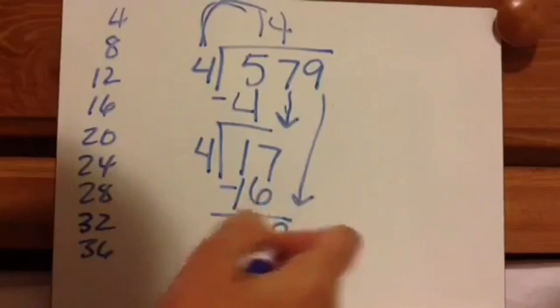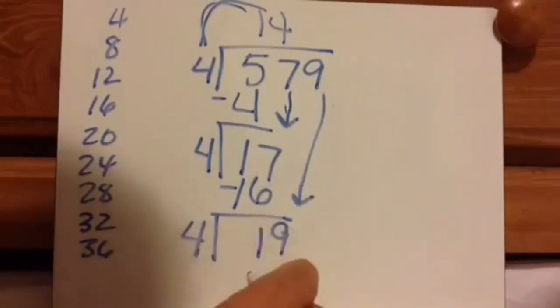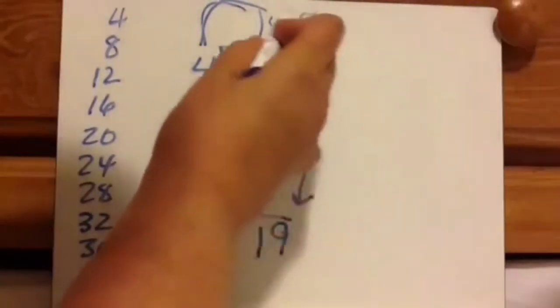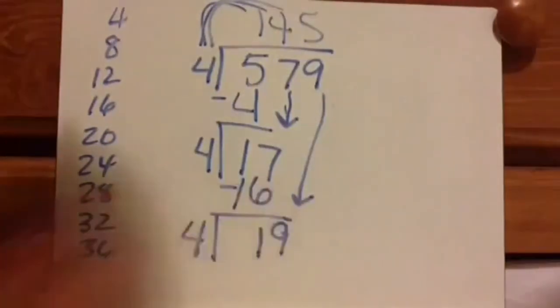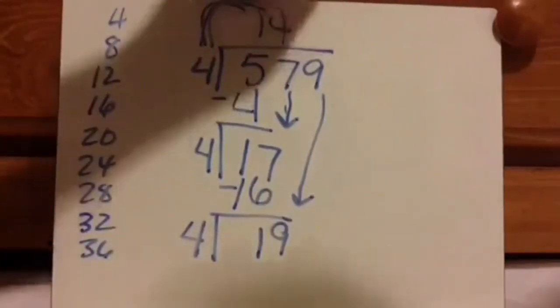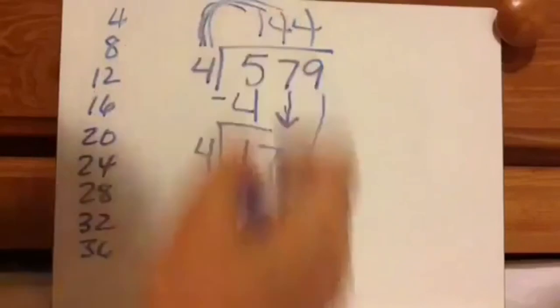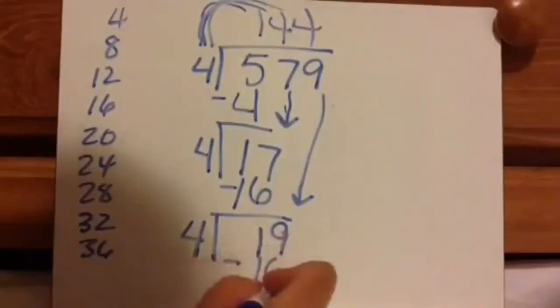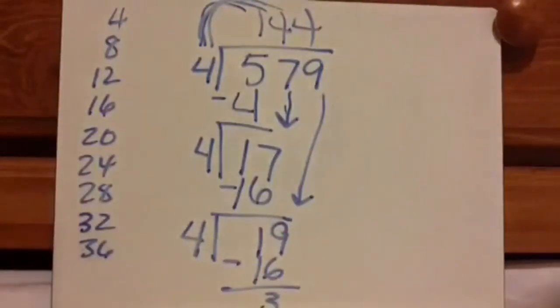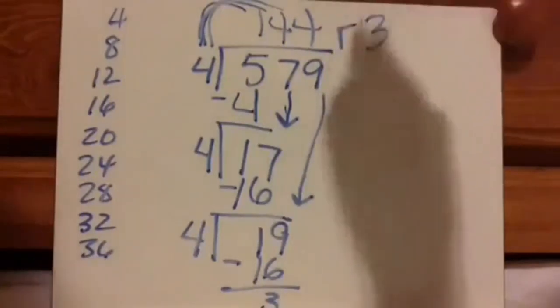Bring down the 9. 4 goes into 19 5 times. 5 times 4, actually, I take that back. It goes in 4 times. 4 times 4 is 16. 19 minus 16 equals 3. So it's 144, remainder 3.